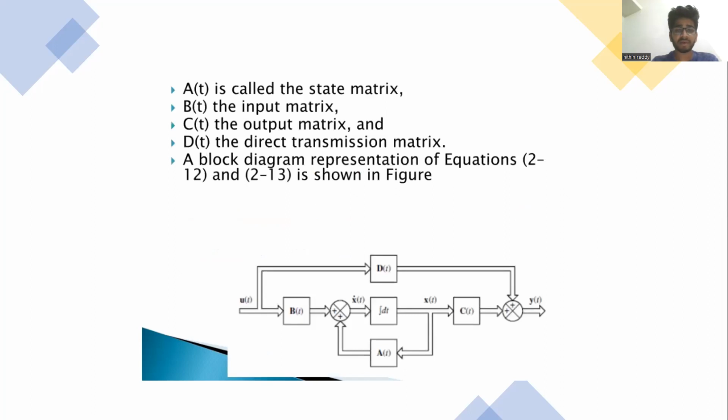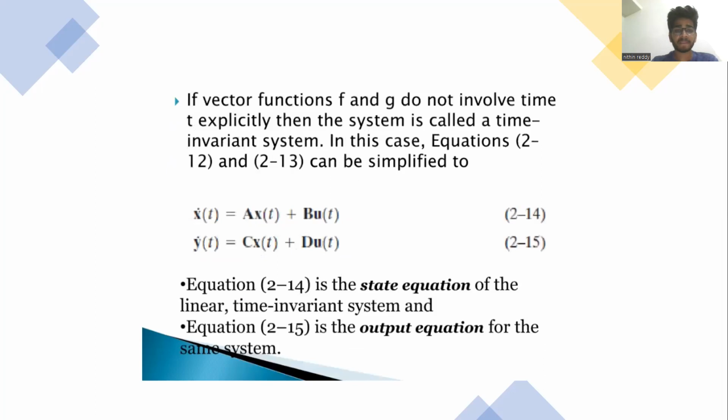A of t is called the state matrix, B of t is the input matrix, C of t is the output matrix, and D of t is the direct transmission matrix. If vector functions f and g do not involve time t explicitly, then the system is called a time invariant system. In this case, equations 2-12 and 2-13 can be simplified to x dot of t equal to A x of t plus B u of t and y of t equal to C x of t plus D u of t.